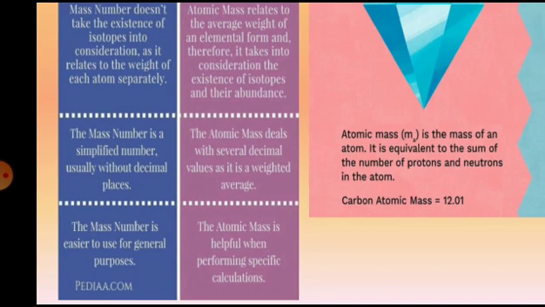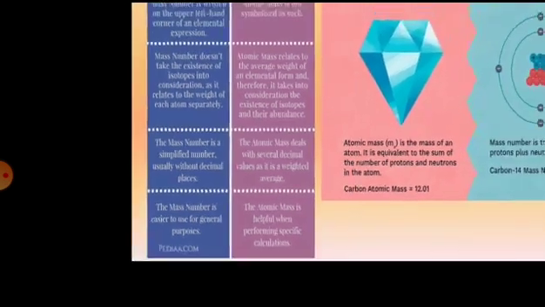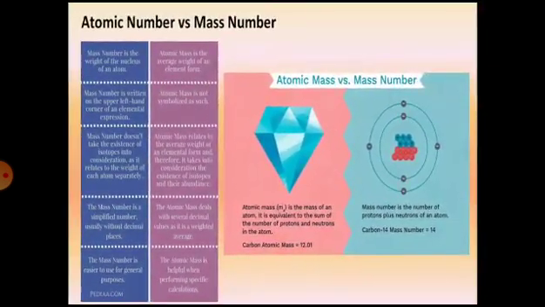The last difference is what? The mass number is easier to use for general purpose because it does not have any decimal places. So it is a simple form, a whole number you can say. Whereas the atomic mass is helpful when performing specific calculations. So this is the difference between the mass number and the atomic mass.